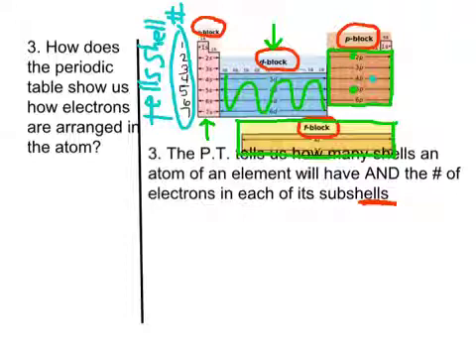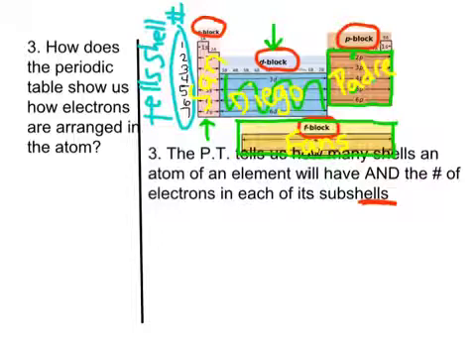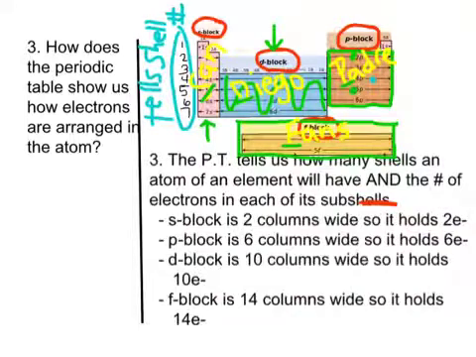Now there's a handy little acronym you can remember for the order on the periodic table, and that acronym is San Diego Padre fans. Whether you're a San Diego Padre fan or not, you can remember the order of s, p, d, and f on the periodic table by remembering that acronym: San Diego Padre fans, SDPF.